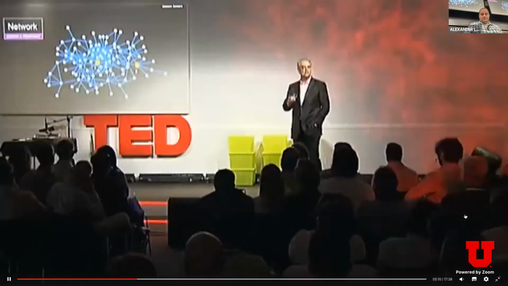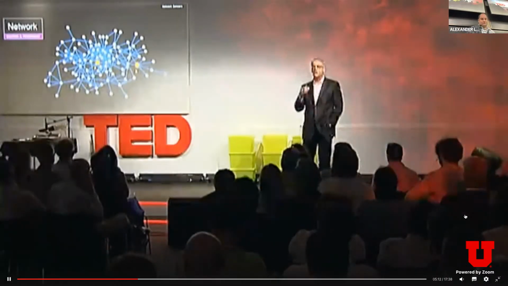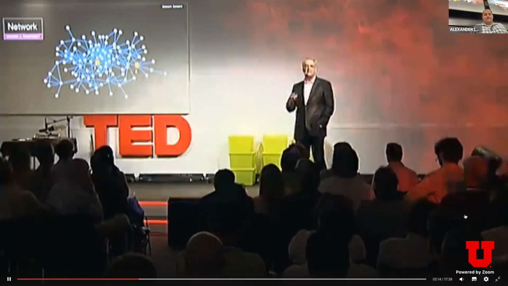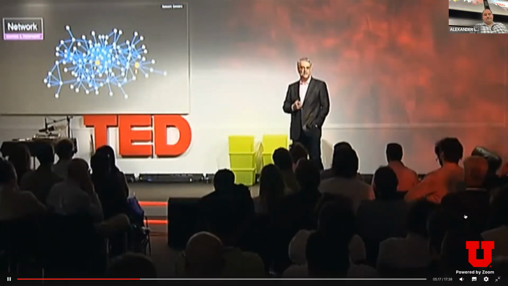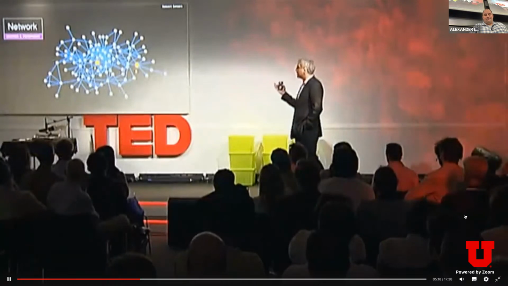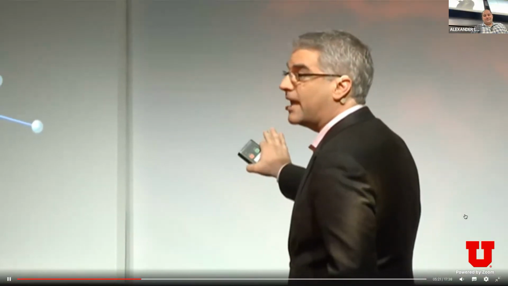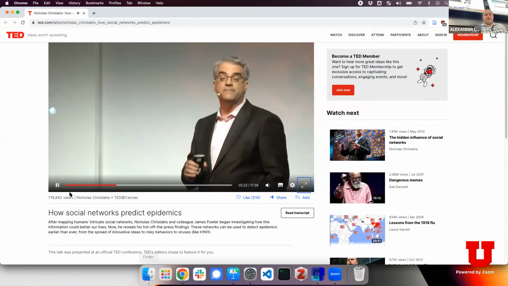So let me ask you this. Who would you rather be if a deadly germ was spreading through the network? A or B? B. It's obvious. B is located on the edge of the network. Okay, I guess you get the idea.